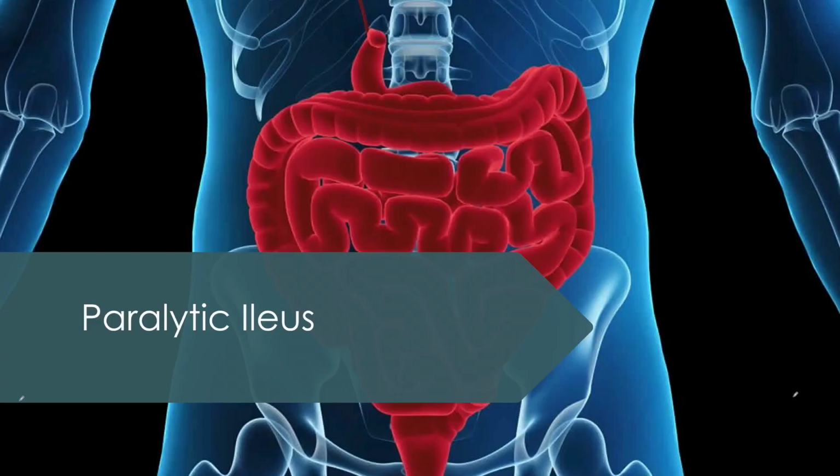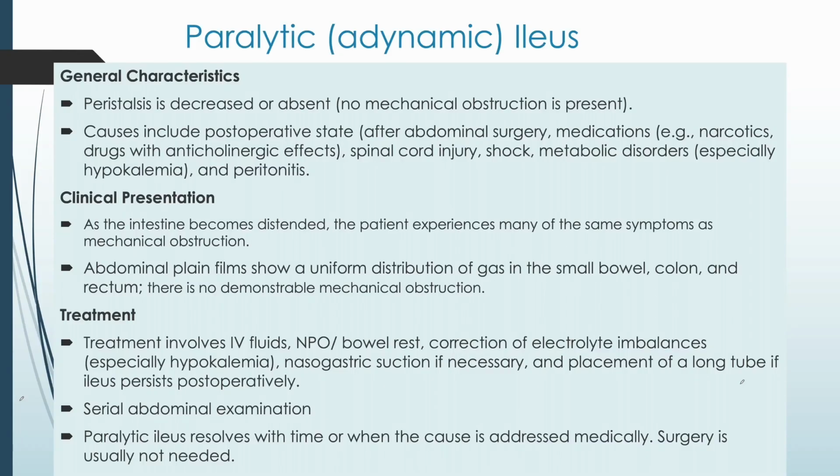All right, so remember we said that as far as obstructions, there are really two major types. One that we just talked about was a mechanical obstruction, something physically blocking the lumen of the gut. And then we said there was another major cause of obstruction where you have decreased peristalsis, whether it's decreased or absent, and this is called paralytic or adynamic ileus. And the most common causes for this are going to be patients in a postoperative state.